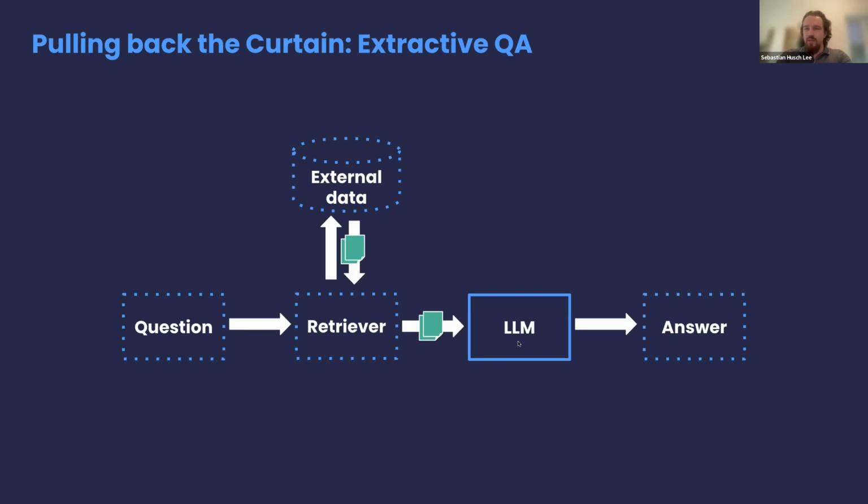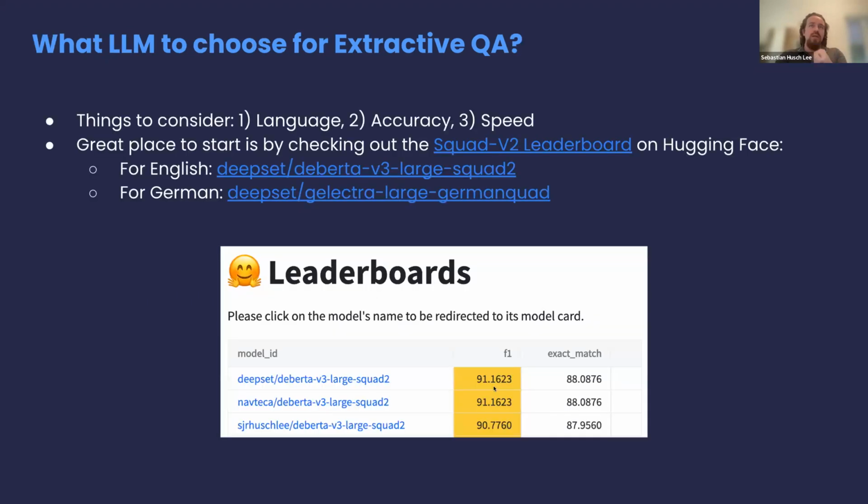So the key thing here is this new component we introduced, which is this LLM or extractive model. And the question here is, of course, which LLM to choose. For extractive QA, the things that I consider are usually language, accuracy, and speed. Language, of course, we're a European company. We work with a lot of clients other than in English. So, we have a lot of German clients, for example. So, of course, we have to look for models that work in those languages.